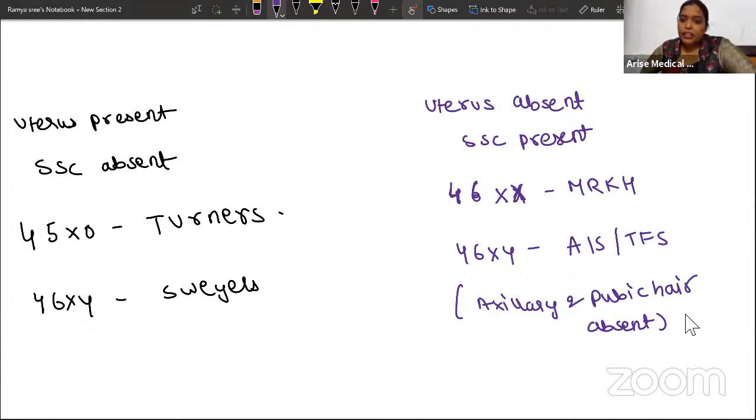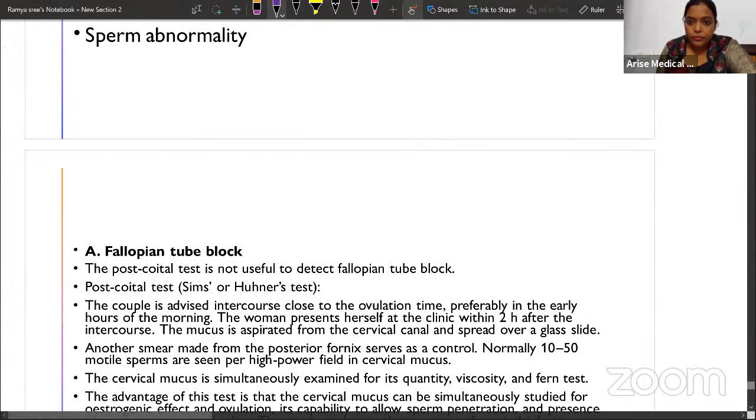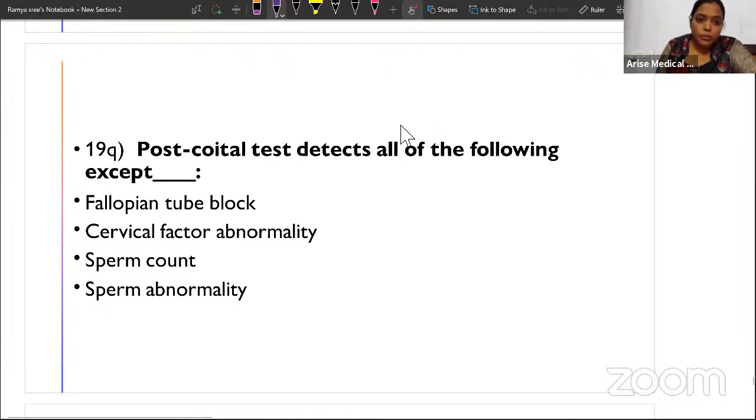So that is regarding the amenorrhea syndromes. One last question we'll do for today. Postcoital test detects all of the following except: fallopian tube blocked, cervical factor abnormality, sperm count, sperm abnormality.